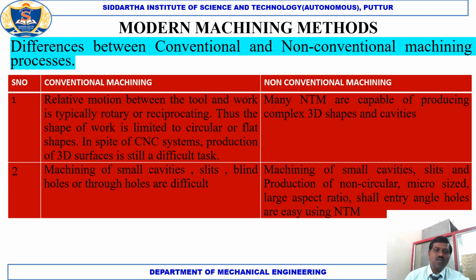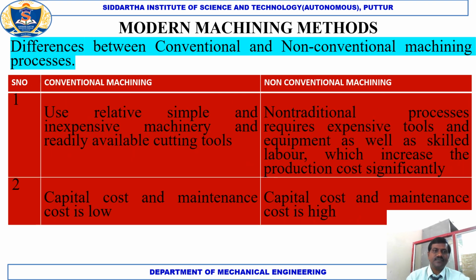Then machining of small cavities, slits, blind holes or through holes is difficult in case of the conventional machining process. But the machining of small cavities, slits, production of non-circular, micro-sized holes, large aspect ratio holes, and shallow entry angles can be easily created by means of these non-traditional machining methods or modern machining methods without any problems.